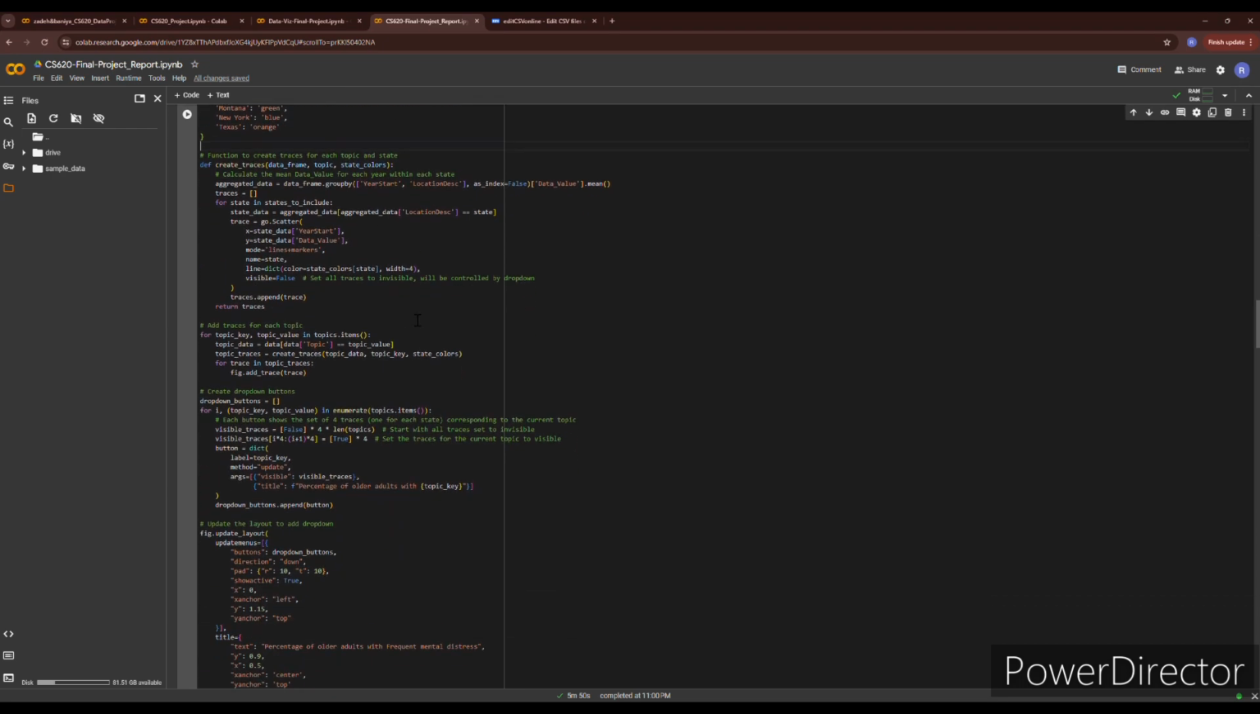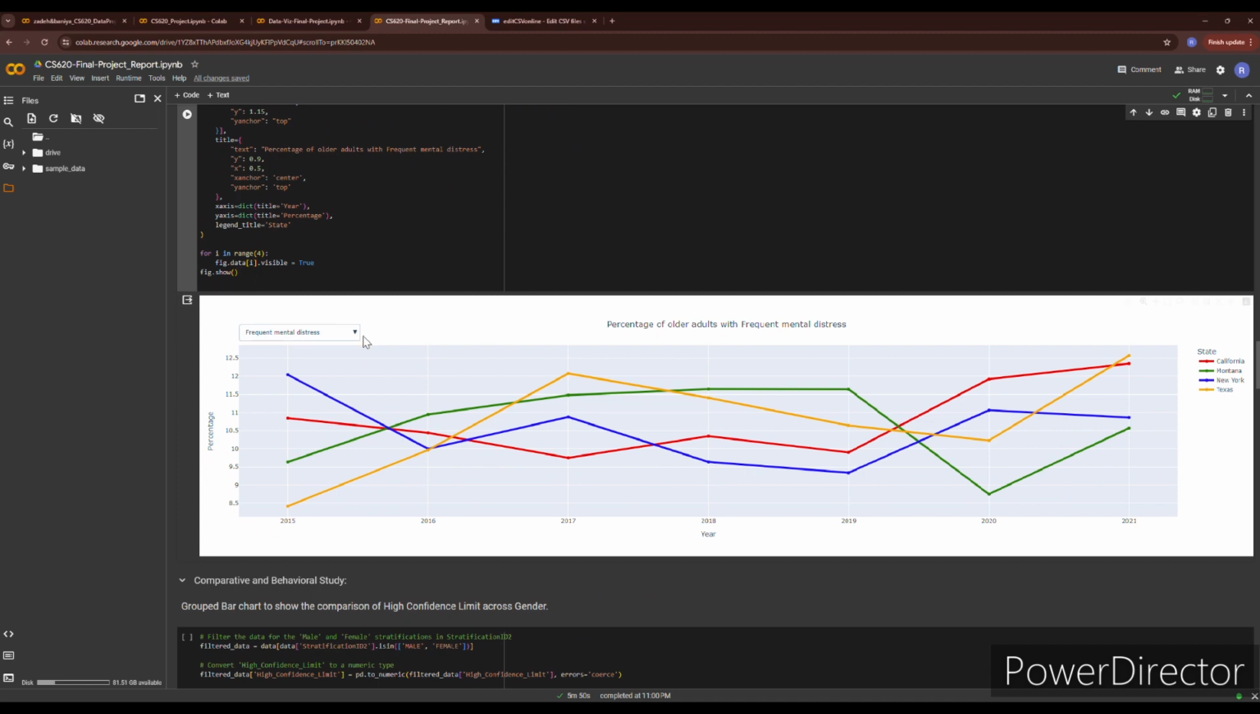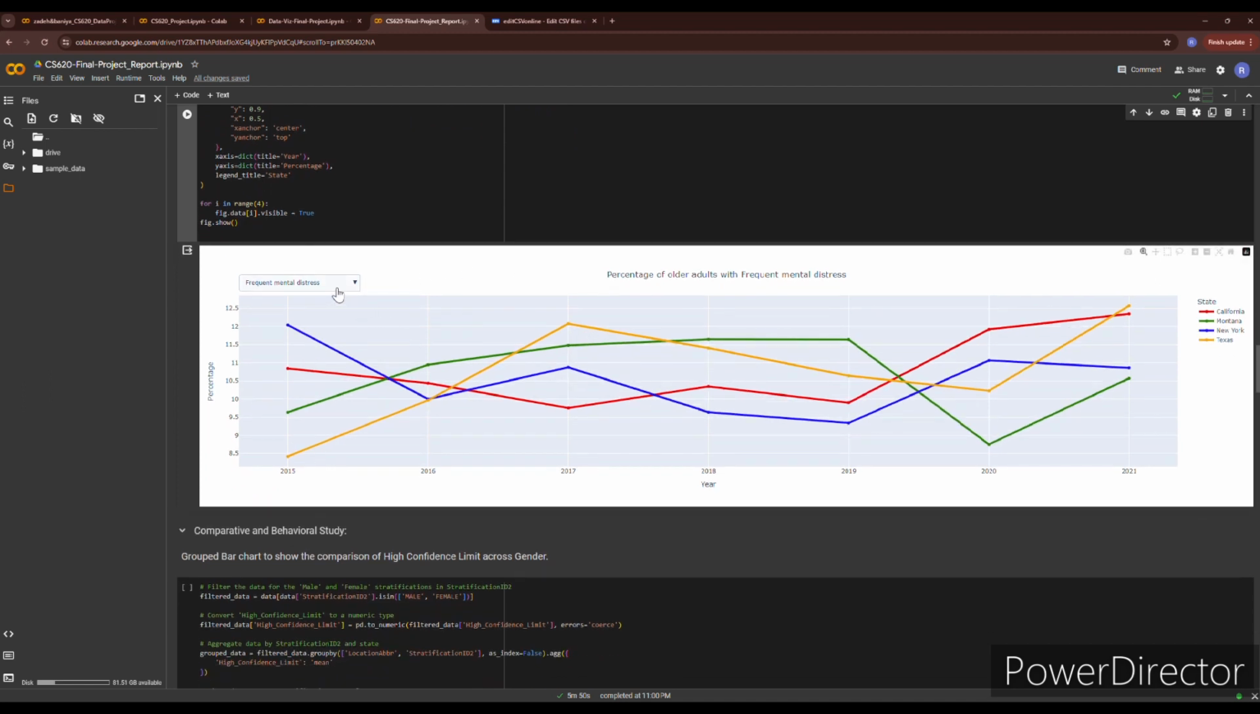So I've used Plotly and other libraries to generate this particular interactive multi-line chart. If you can see in this drop-down, we have all the three topics that we chose. In frequent mental distress, you can see that all these interactive lines are pretty unstable, because frequent mental distress is something a person shows signs of temporarily, but it does not last permanently.